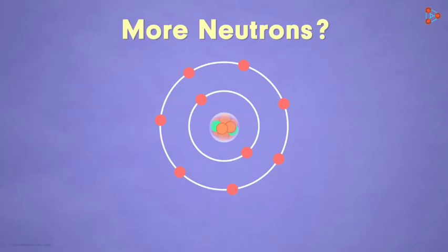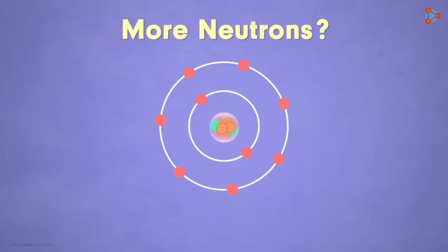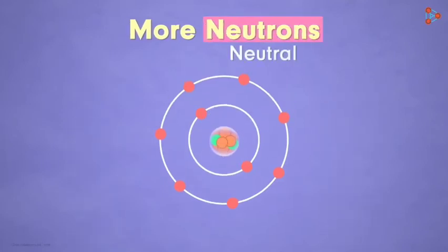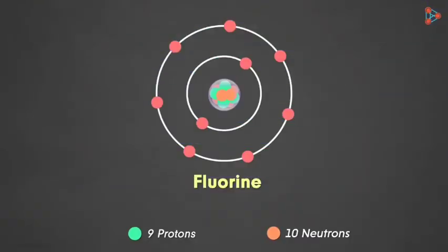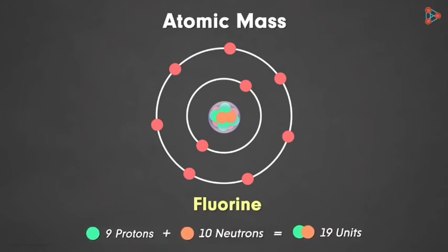Well, tell me, does the presence of additional neutrons really bother the atom? Does the charge of the atom increase or decrease? Absolutely not. That's because they're neutral. Then why should an extra neutron bother us? So coming back to the atomic mass of fluorine, we have 9 protons and 10 neutrons. That means the total would give us 19. So can we say that the atomic mass of fluorine is 19 units?